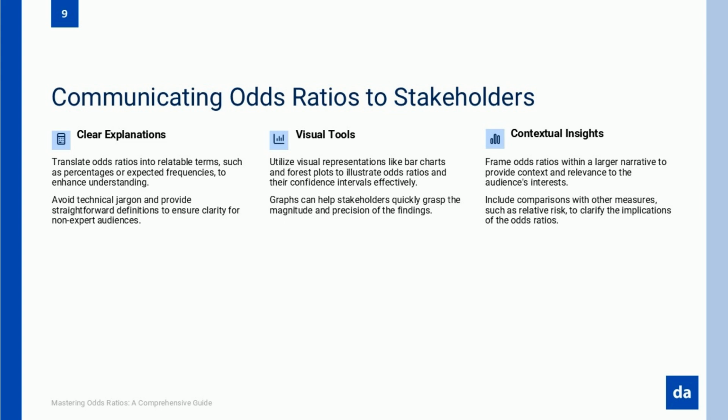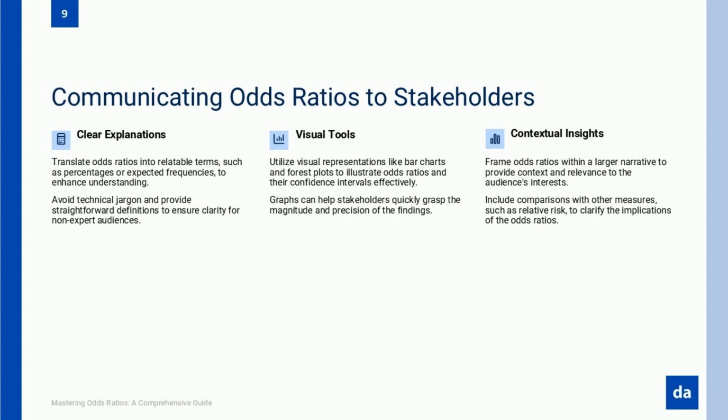Visual representation can also play a crucial role in communicating odds ratios effectively. Forest plots, for example, are powerful tools that can illustrate both the point estimates of odds ratios and their confidence intervals. These graphical representations can make complex data more accessible, allowing stakeholders to quickly grasp the magnitude and precision of the findings. Bar charts comparing odds across different groups can also be effective in highlighting key differences and trends. When preparing reports or presentations, it's essential to provide context and additional information to support your odds ratio findings.